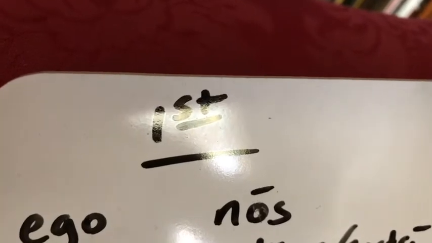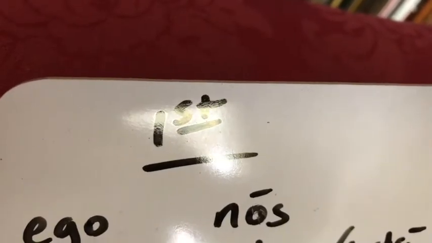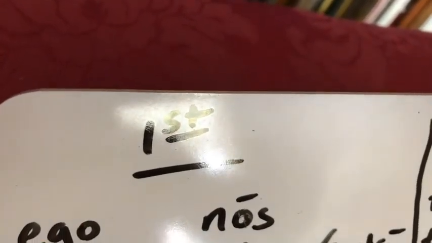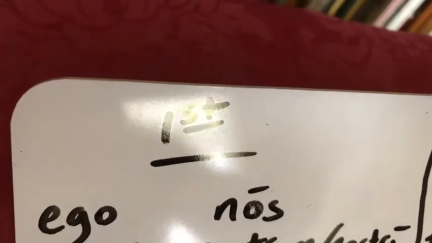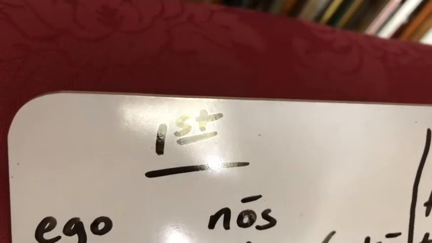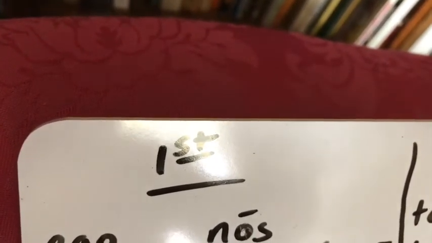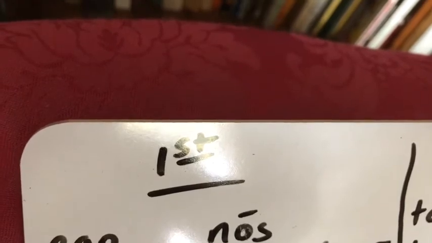We're going to start today with some bell work reviewing personal pronouns, so your first, second, and third person personal pronouns. If you would practice writing those out: the first person starts with ego, the second person starts with tu, and then the third person is is, ea, id. So go ahead and pause this video and write those out for me.